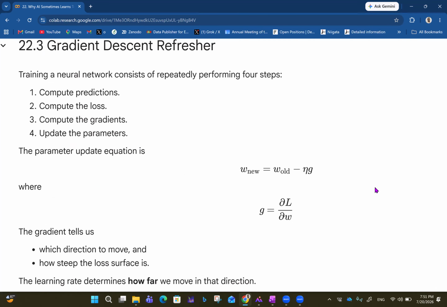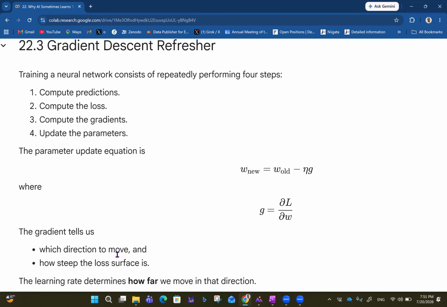Training a neural network consists of repeatedly performing four steps. You compute predictions, then you compute the loss, then you compute the gradient and update the parameters. The parameter update equation is W new equals W old minus the learning rate multiplied by the gradient G, where G is the gradient of the loss with respect to W.